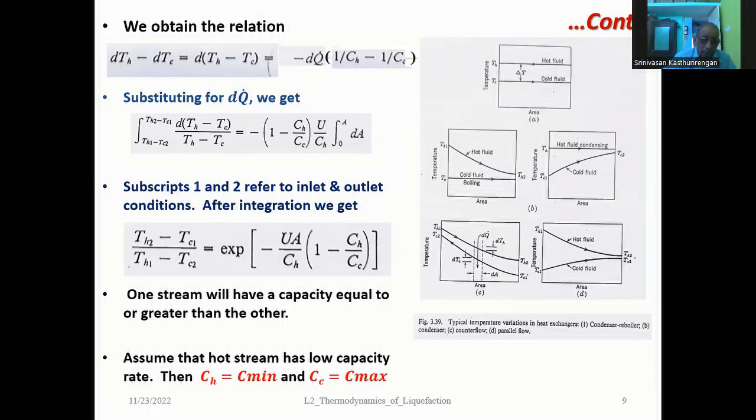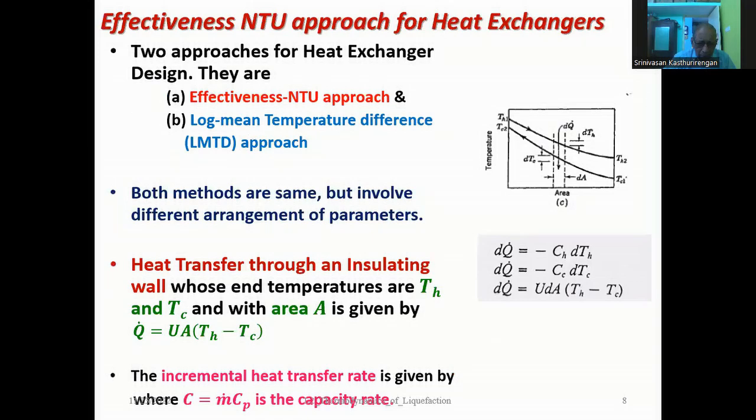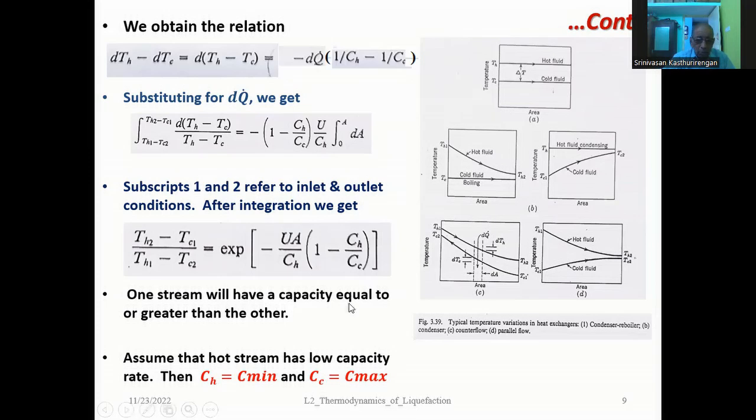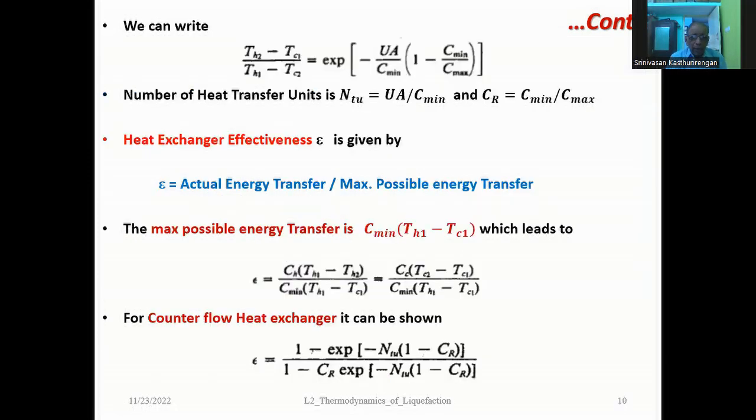Okay, that we have seen in the earlier slide. You can see here C is nothing but m dot Cp. So therefore, it is the mass flow rate term which is coming into picture here. Now, Ch is equal to Cmin and Cc is equal to Cmax. In such a case, we can rewrite the expression as (Th2 minus Tc1) divided by (Th1 minus Tc2) is equal to exponential of UA divided by Cmin multiplied by (1 minus Cmin by Cmax).